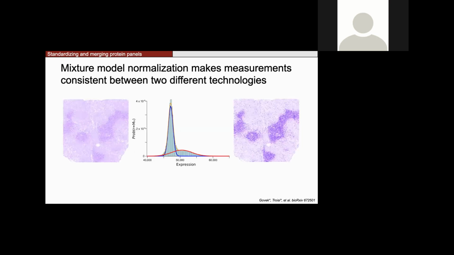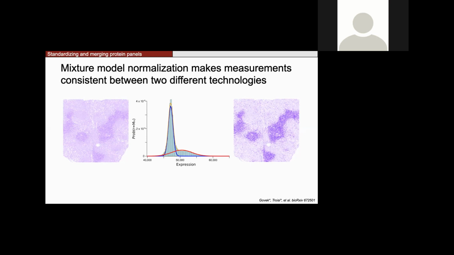So starting with the normalization, we used a two-component mixture model where one of the components fits to the background peak and the other component fits to the signal peak of expression. And then we just keep the expression from the signal peak. So on the left here, you can see we've plotted CD4 expression on the CODEX tissue section. This is the raw expression. And then on the right-hand side is our normalization of the CD4 expression. And you can see that the signal in the T cell zones for CD4 really pops out after our normalization.